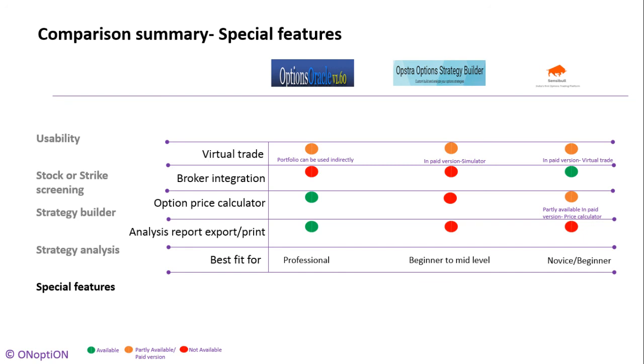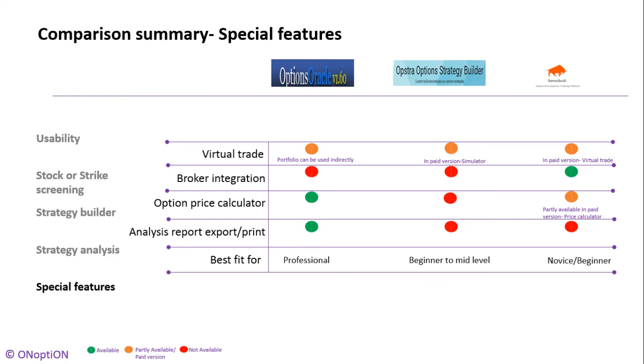So with all these comparisons, based on my own experience, I would rate these tools by best fit. OptionsOracle is the best fit for a professional trader, while Opstra would be really useful for beginner to mid-level people. Sensibull is quite useful for a novice or a beginner, those who don't know anything about option trading.